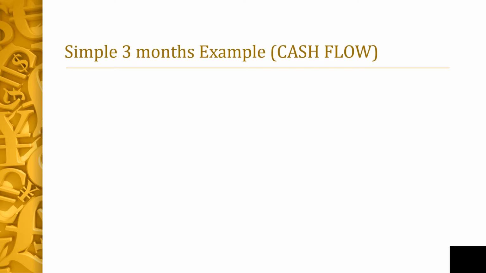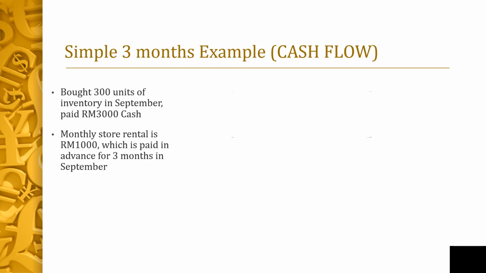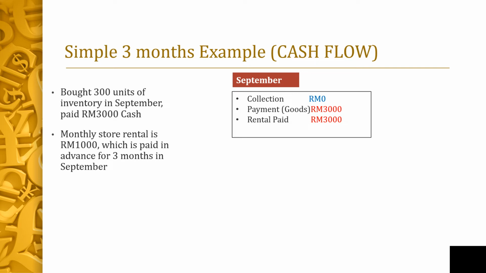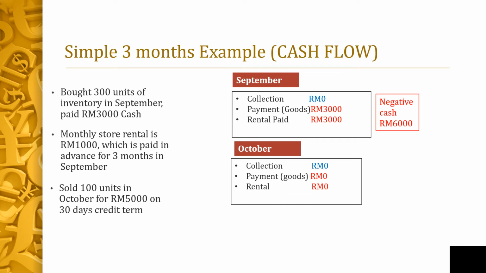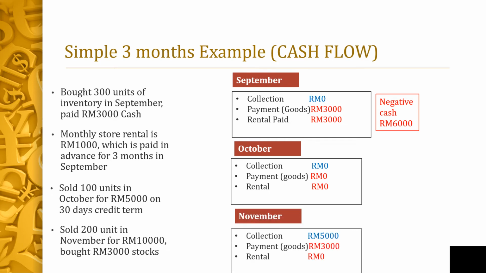Using the same example, let's look at our cash situation. How much have we collected and paid in September? That's right, we paid 3,000 ringgit for the goods and 3,000 ringgit for the rental. That's a cash outflow of 6,000 ringgit. How about October? We make a sale, didn't we? Oops, there is no cash collected as there are 30 days credit terms. Lastly, November. We collect 5,000 ringgit from October sale and paid another 3,000 ringgit to restock. At least now, we have a positive cash inflow of 2,000 ringgit.